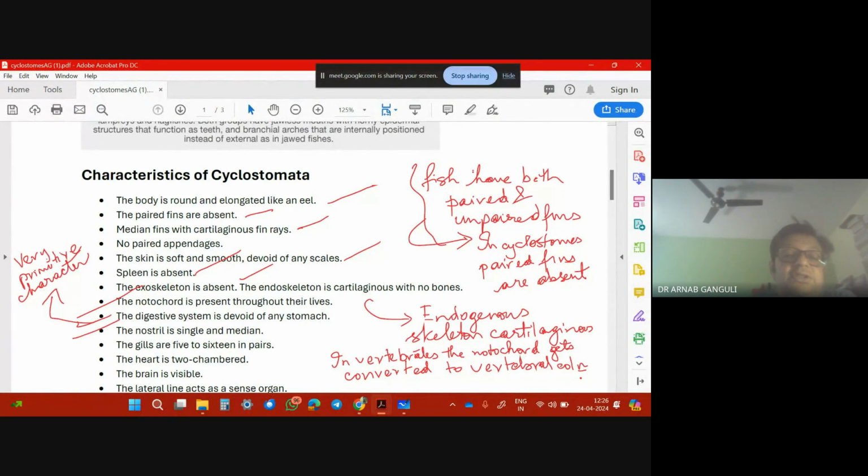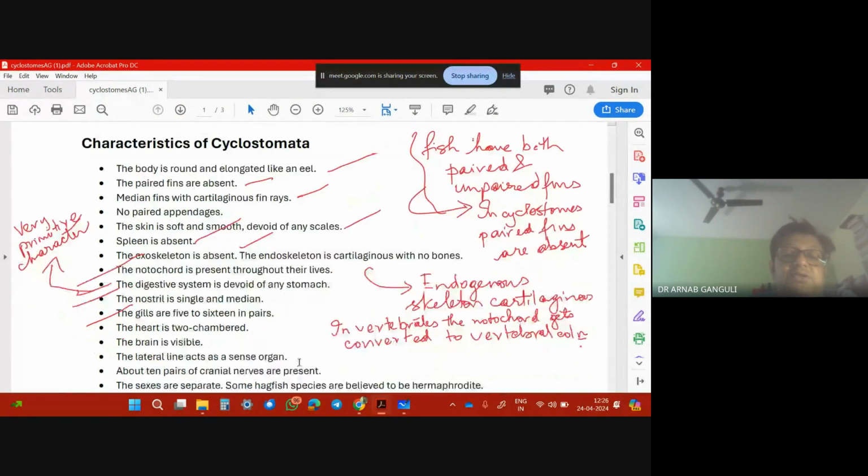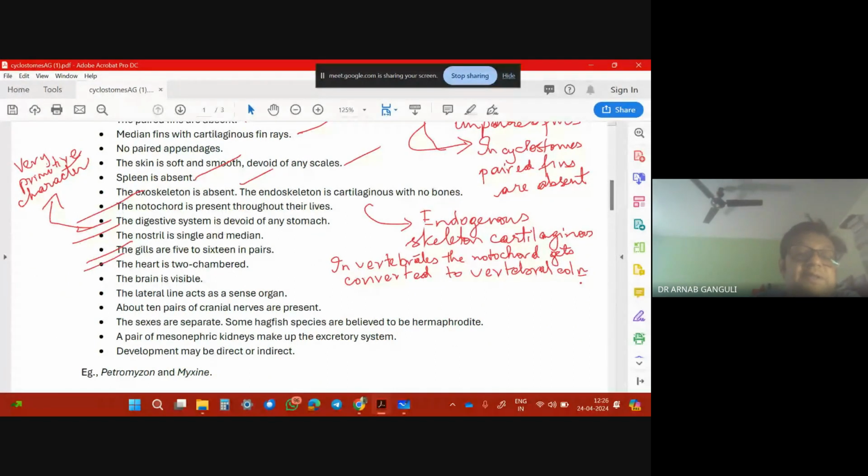Single nostril is single and medium. Gills are 5 to 16 pairs. Heart is two chambered like fish. Brain is visible. Lateral line.